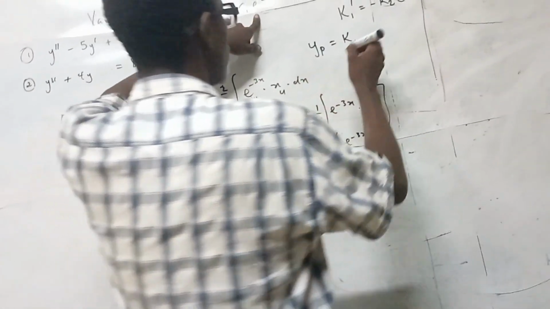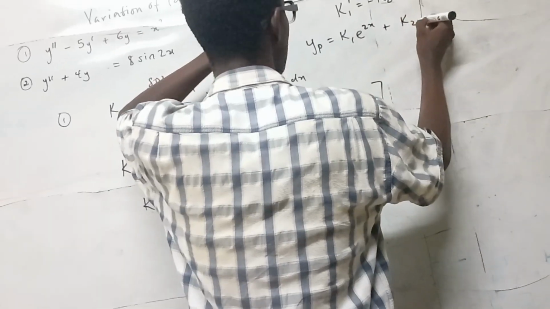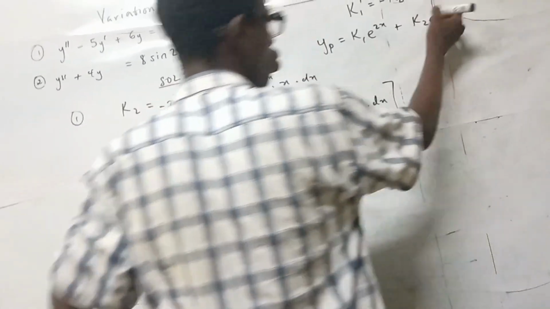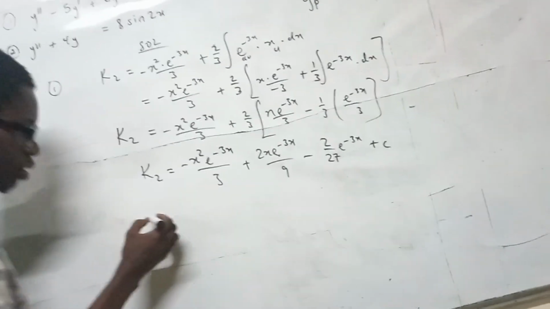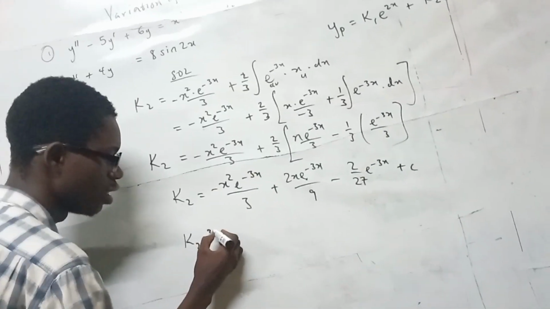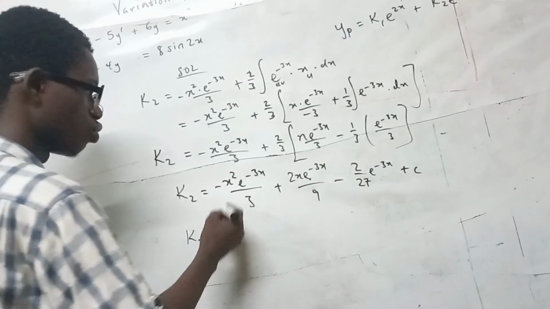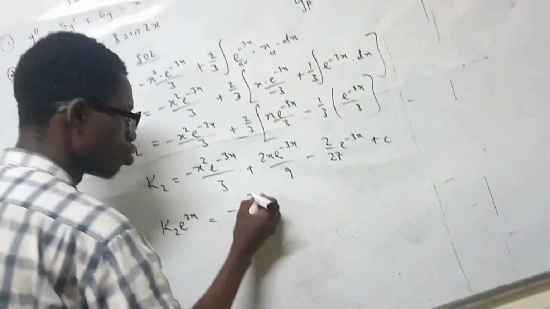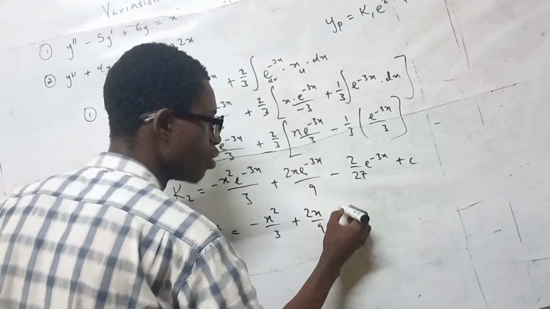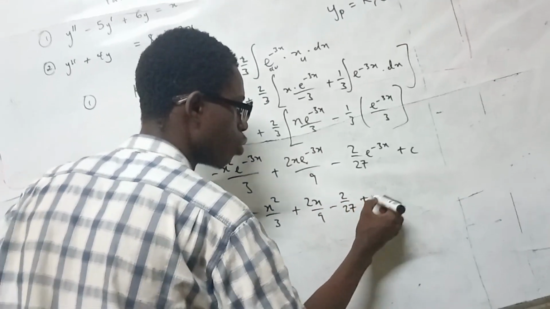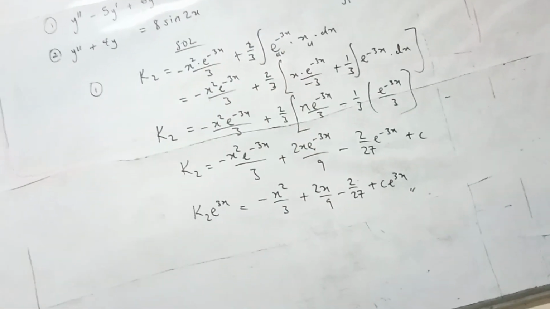Since this is what we call k1 e raised to power 2x plus k2 e raised to power 3x, I'm going to multiply through by e raised to power 3x to get my k2 e raised to power 3x. So multiplying through by e raised to power 3x, we just remove only the e raised to power 3x. So I'm left with minus x squared over 3 plus 2x over 9 minus 2 over 27 plus c, times e raised to power 3x. So this is my k2 e raised to power 3x.